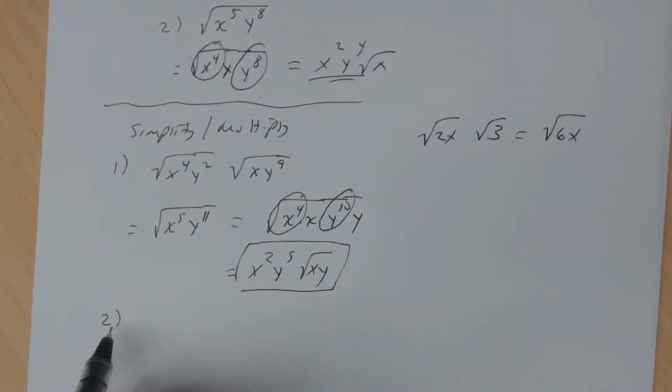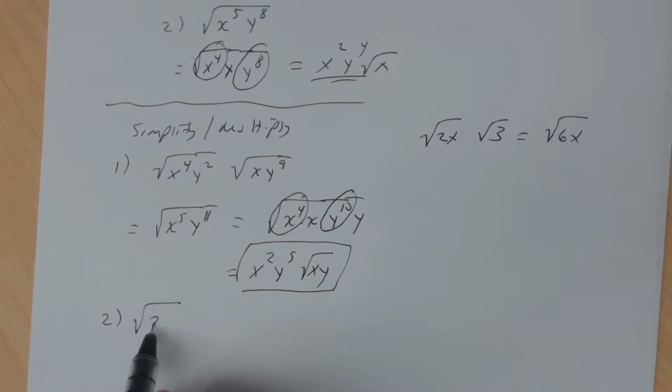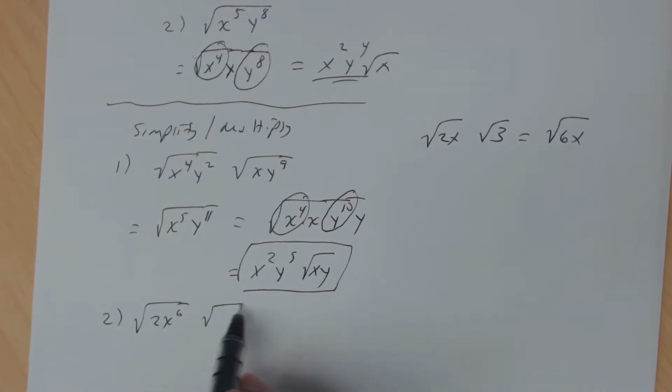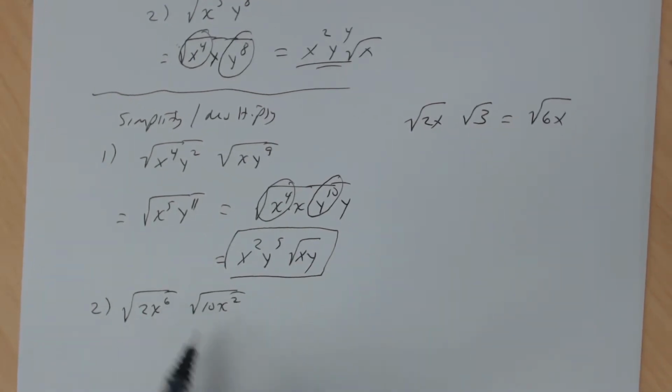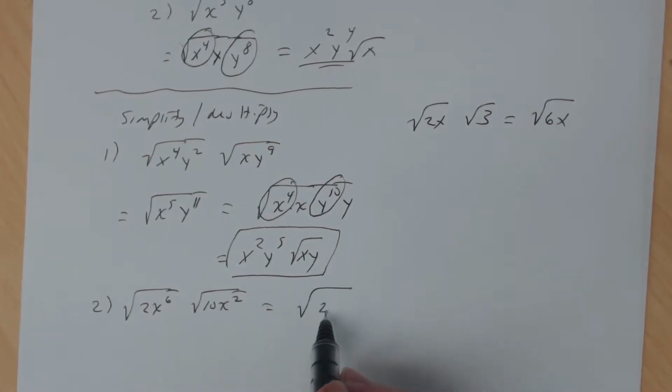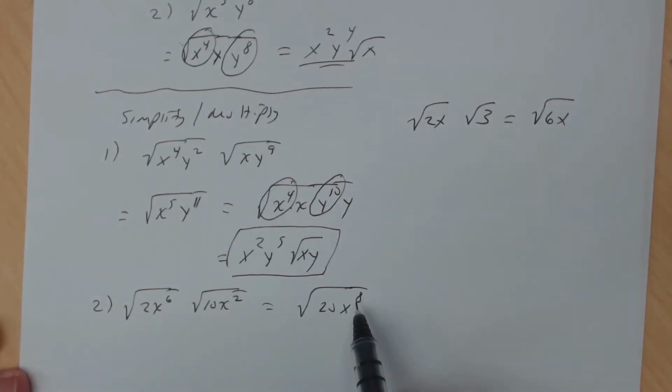All right, number 2. Suppose we had the square root of 2x to the 6th times the square root of 10x squared. All right, so again, since the index is the same, these are all going to be square roots, so I just need to multiply the radicands together. So I'm going to get the square root of 2 times 10 is 20. X to the 6th times x to the 2nd power is x to the 8th power. So when you multiply like bases, you add exponents. Remember the product rule. First of all, the exponent of the variable is even, so I'm going to leave that alone.